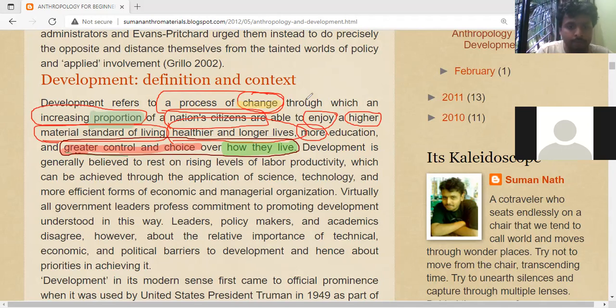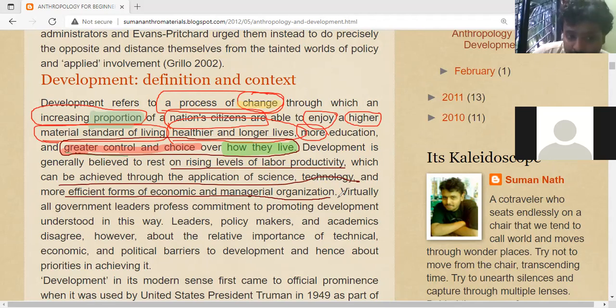So that is the aim of development. Now, if we think about development as this sort of change, then the question comes, how can this be attained? এটা আমি কি করে attain করব? Now, এটার উত্তরটা এখানে রয়েছে, development is generally believed to rest on rising levels of labor productivity, which can be achieved through application of science, technology, and more efficient forms of economic and managerial organization.